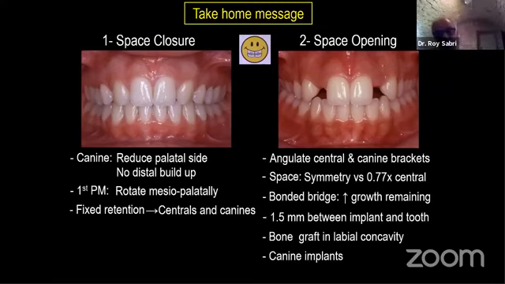And consider, in space opening, when you have very favorable canines that erupted at the site of the missing lateral, and they're very favorable as far as size, shape, and gingival level, considering putting the implant in the canine area. It has a lot of advantages.